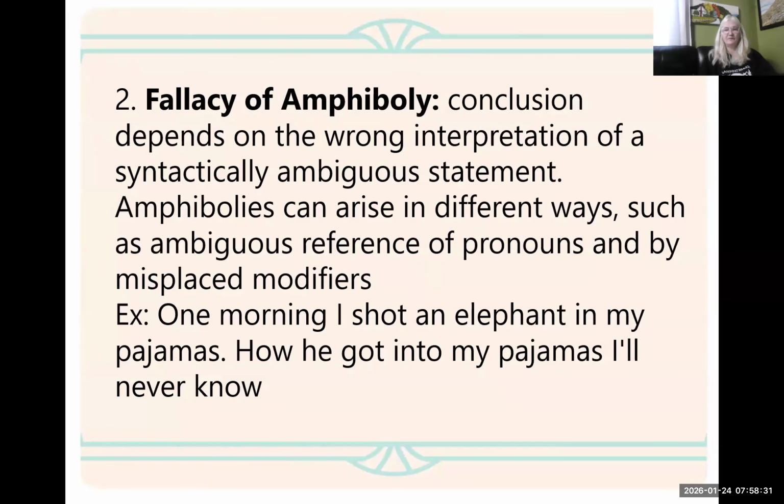For fallacy of amphiboly, the conclusion depends on the wrong interpretation of a syntactically ambiguous statement. So it's the arrangement of the words that causes the ambiguity. Amphiboles can arise in different ways, such as ambiguous reference of pronouns and by misplaced modifiers. Here's an example. One morning, I shot an elephant in my pajamas. How he got into my pajamas, I'll never know.